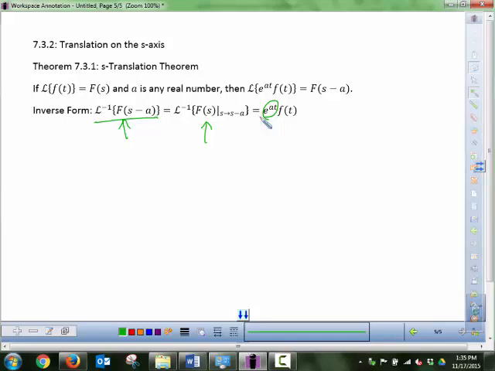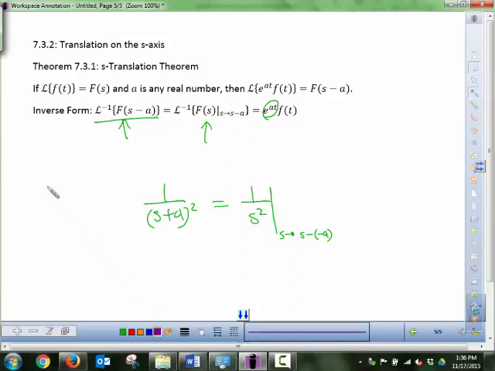Okay, let's write down our answer. Our answer from the previous page was 1 over S plus 4 quantity squared. So what I want to look at is 1 over S squared, where S changed into S minus negative 4, S minus A. I'm trying to look at this exactly how it's written up here.